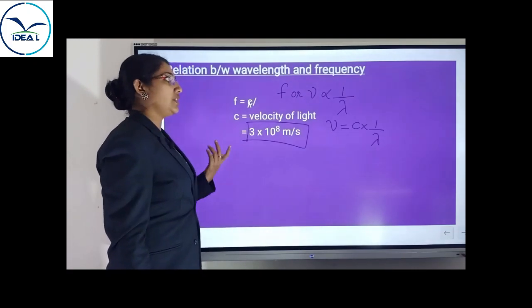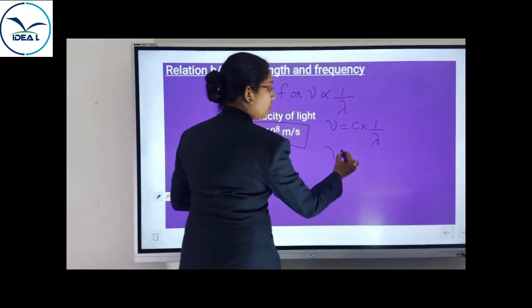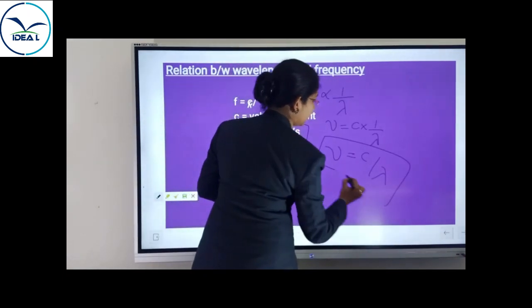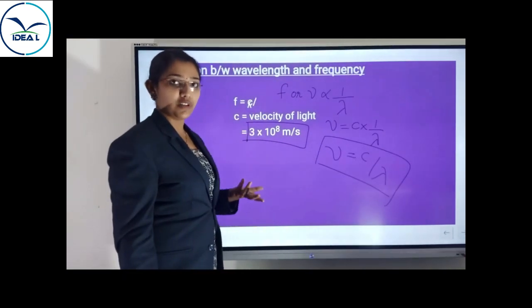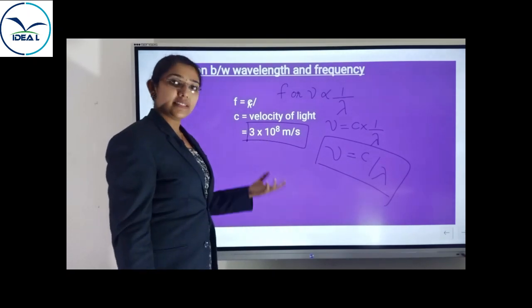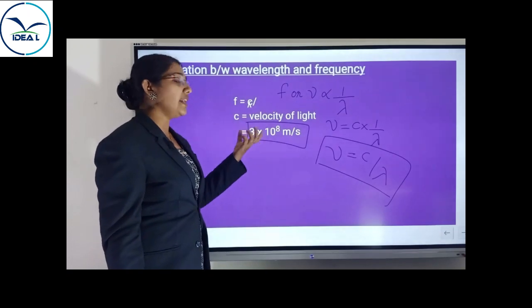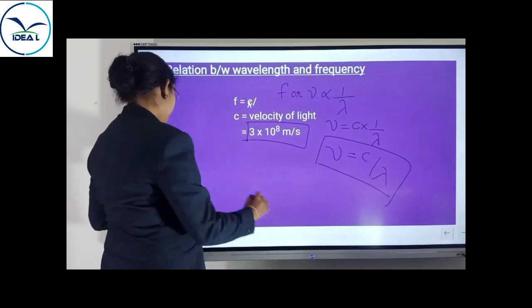So what is the relationship between wavelength and frequency? Nu is equal to c by lambda. This is the relation between wavelength and frequency. They are inversely proportional. Nu is equal to c by lambda, where c is known as the velocity of light and its value is 3 into 10 raised to 8 meter per second.